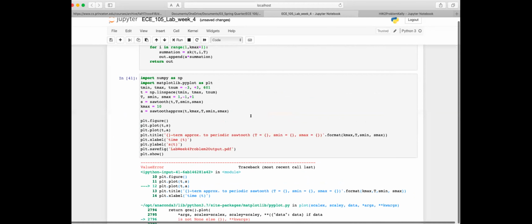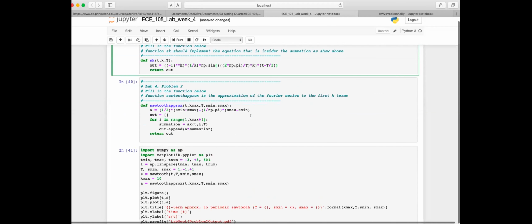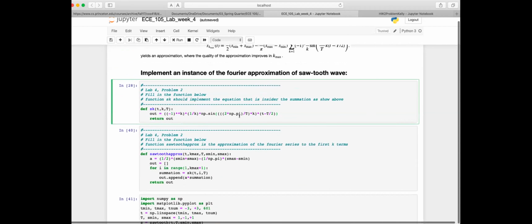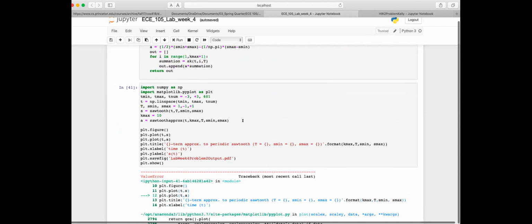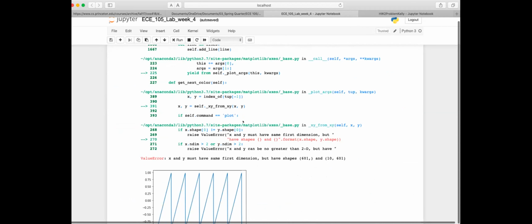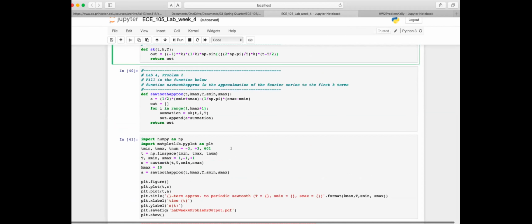But here's the deal: you have to find the summation value inside the sawtooth approximation. Okay, so I just shared my screen. I'm getting some errors. Is it the first one or the Fourier? The Fourier. Fourier, okay.